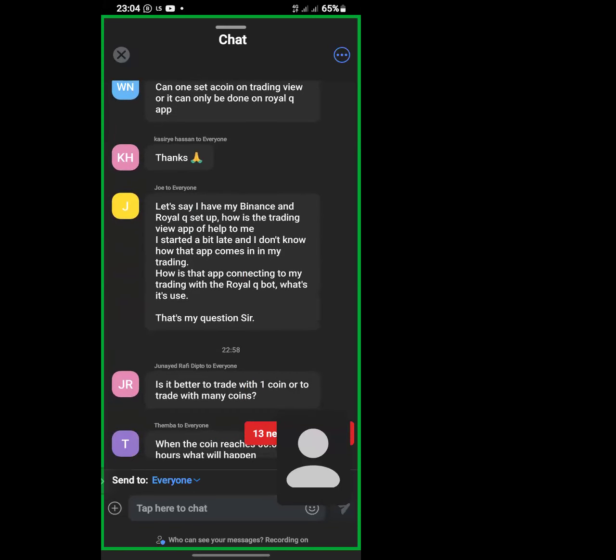Let's say I have my Binance and Royal Q setup. How is the TradingView app of help to me? I started a bit late and I don't know how that app comes in my trading. How is that app connecting to my trading with the Royal Q bot?